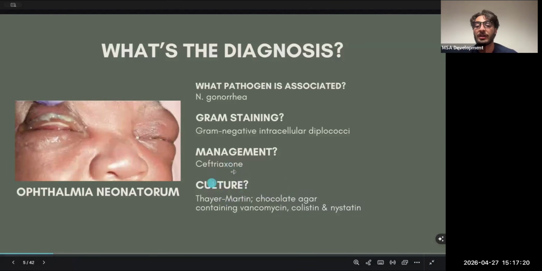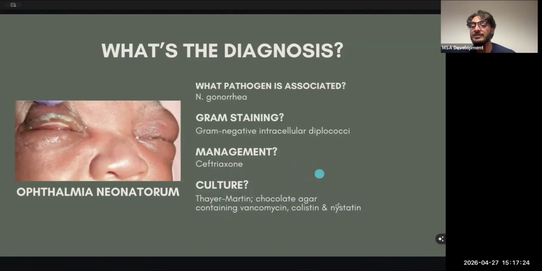And why do we call it Thayer-Martin? Because it's selective to Neisseria and it contains vancomycin, colistin, and nystatin. This prevents the growth of other contaminants, other pathogens that may have contaminated the dish.